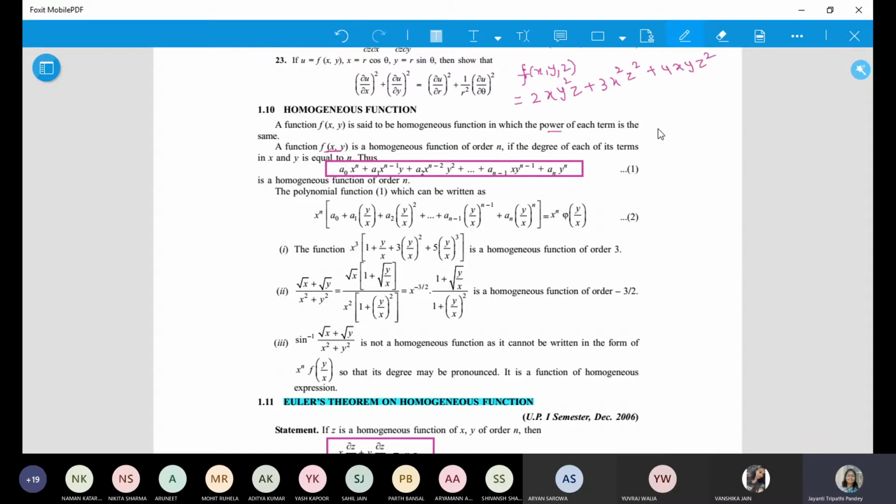How? Here the sum total is 4. Here also the sum total is 4. Here also the sum total is 4. Do you realize? Yes, ma'am. If I have to make it for two variables, just see one example. Suppose I write f(x, y) as 3x cube plus 2x square y plus xy square plus y cube. This is also a homogeneous function in two variables of degree 3.